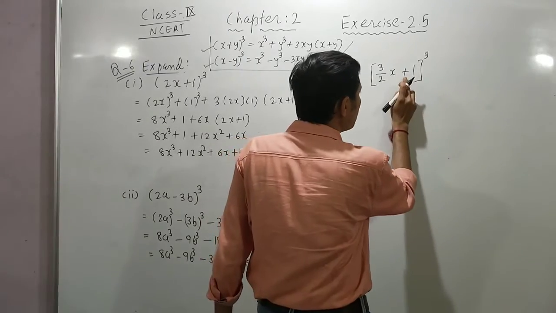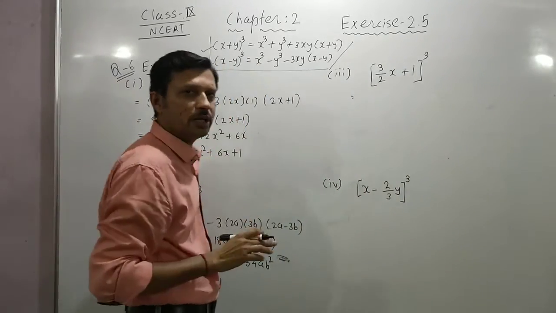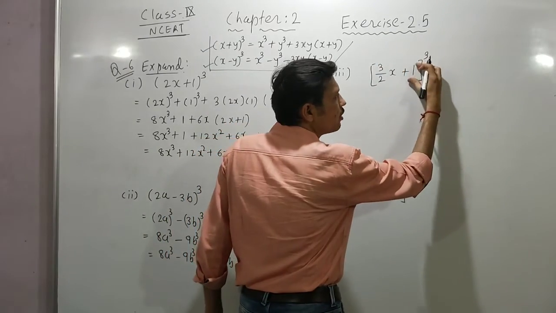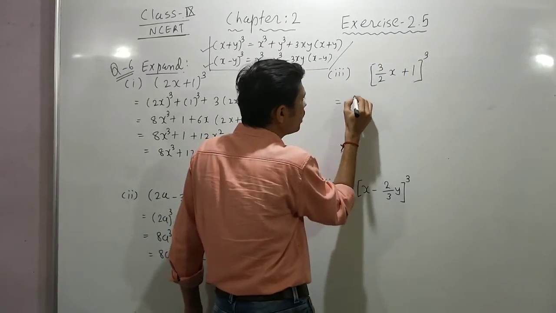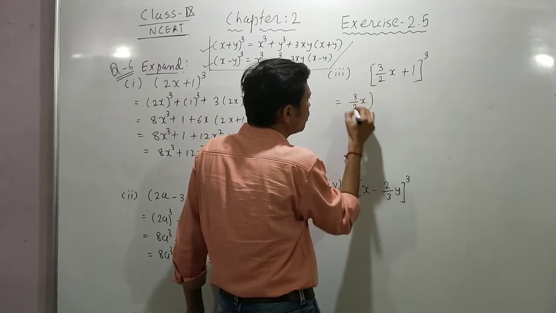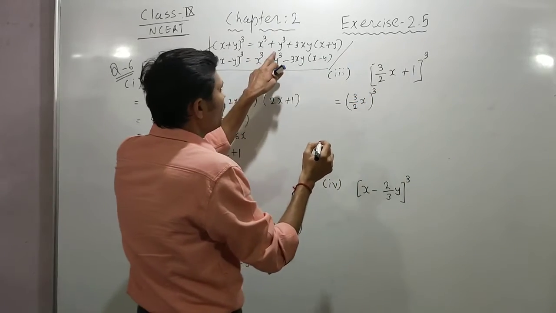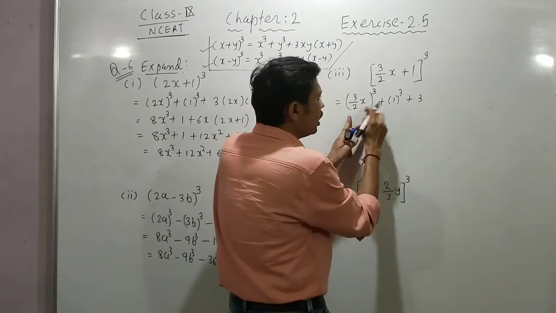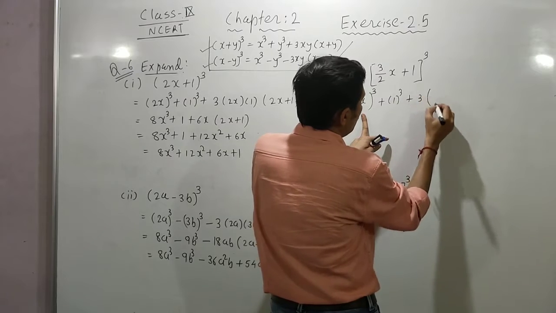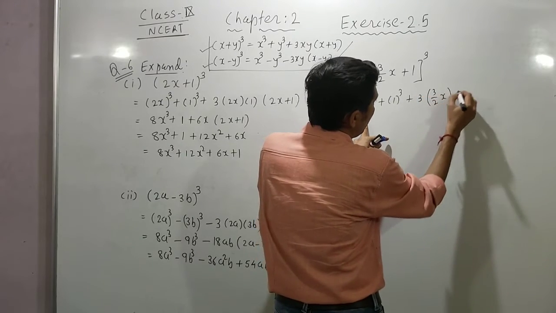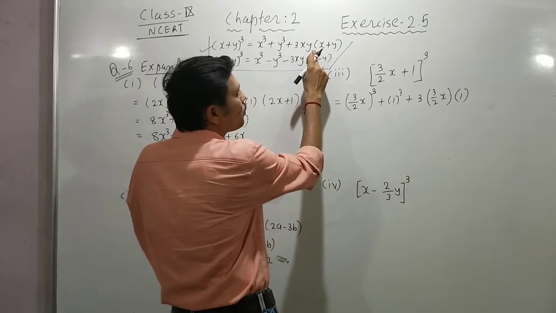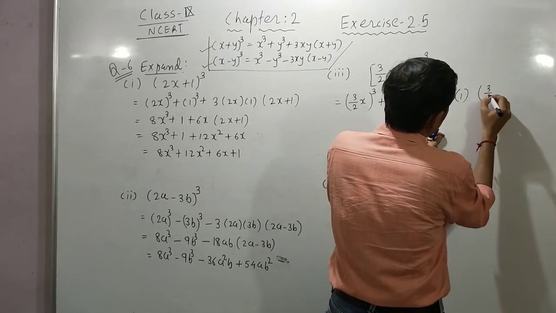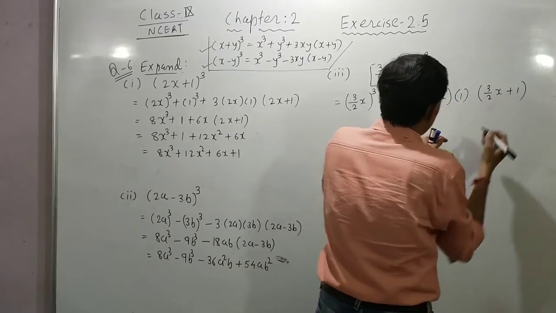Here between these two terms we have the plus sign, so the first identity will be applicable. So now this term I will consider as x and this term I will consider as y. So let's do the calculation. (3 by 2x) the whole cube, first term, plus y cube. The second term is 1 cubed, plus 3 times x into y, so 3 times 3 by 2x and 1. And the last is a binomial. So this binomial as it is, that we have to write down: 3 by 2x plus 1.